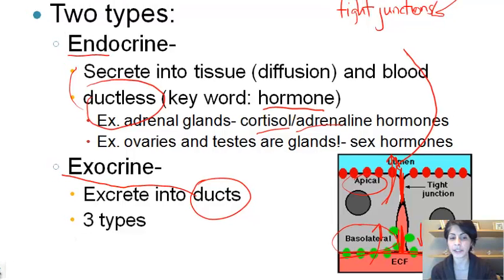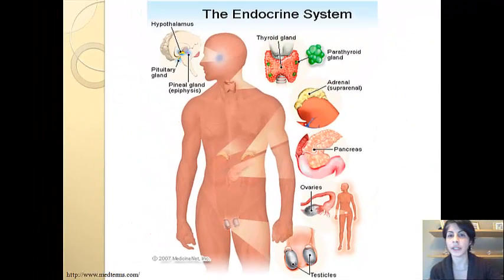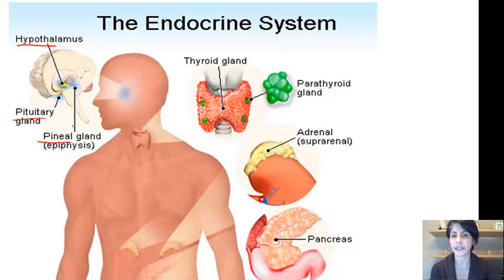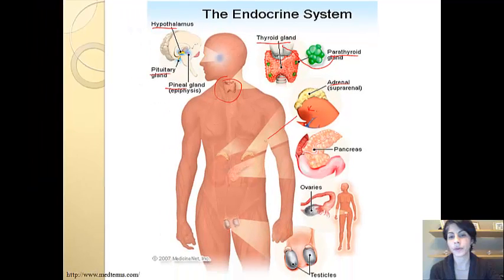But before that, we're going to take a look at the endocrine system and its tissues and glands associated with hormones especially. The hypothalamus, pituitary gland, pineal gland or epiphysis, the parathyroid gland on top of the thyroid gland right here in your throat, the adrenal glands on top of your kidneys, there's your kidneys in the background. The pancreas, which actually has both endocrine and exocrine function. The ovaries, same thing, and the testicles.